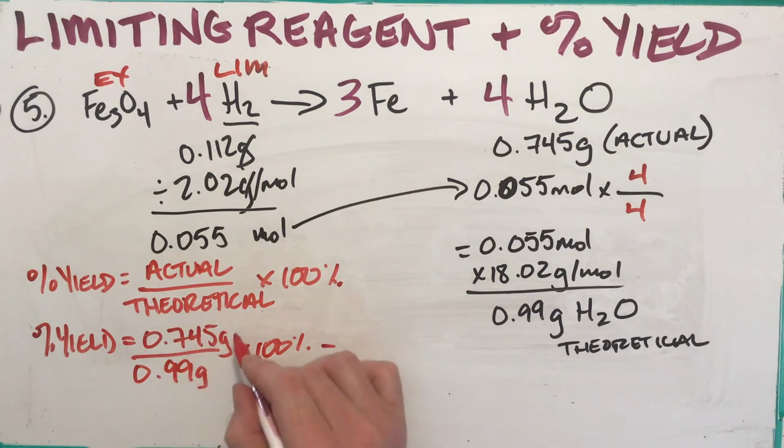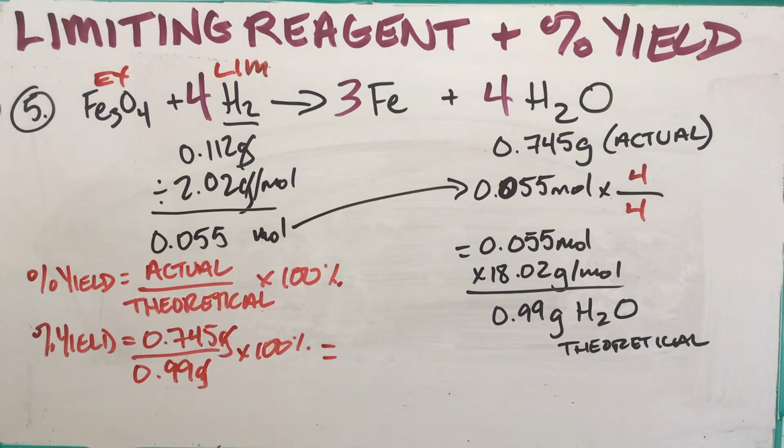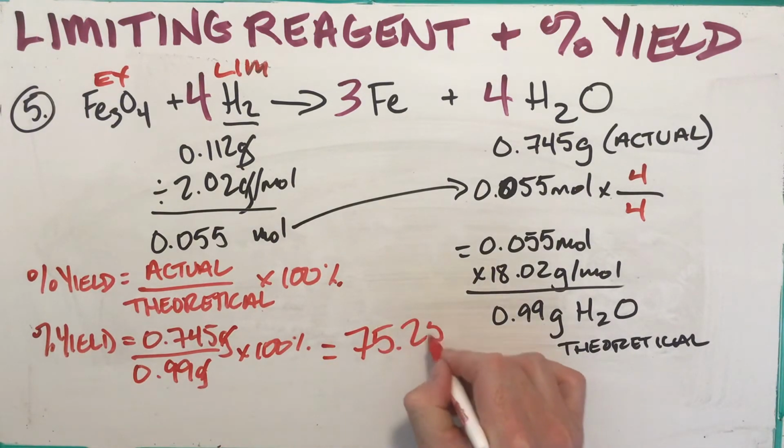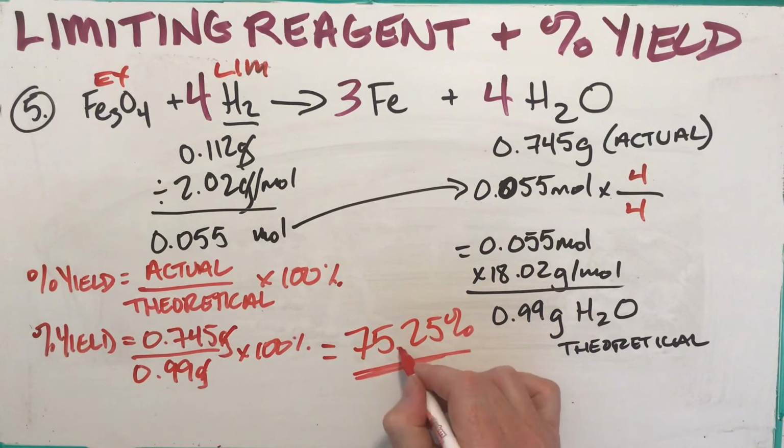And when I multiply that, the grams will cancel out, and my percent yield is 75.25%. It's a pretty good yield, not too bad at all. All right, so there's our answer right here for number 5. Easy enough? Yeah, these aren't too bad.